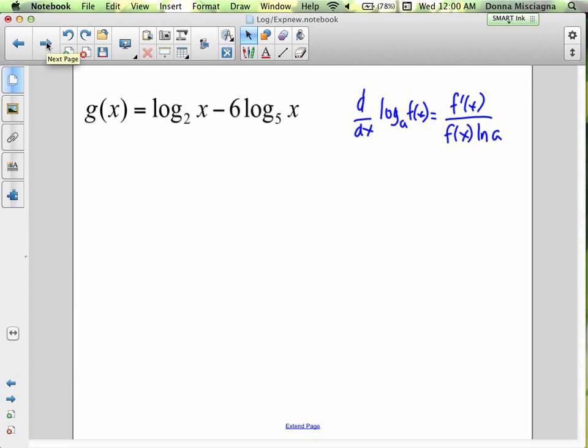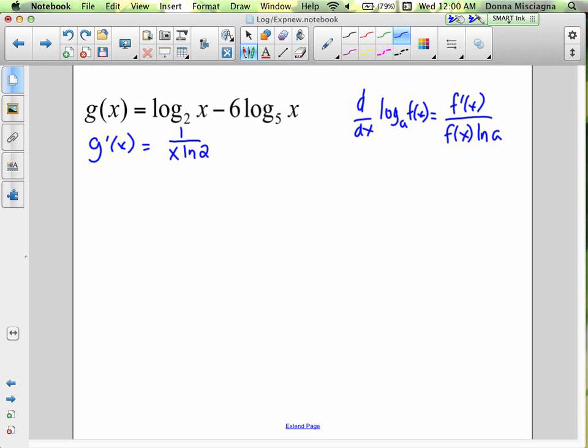As a reminder, the derivative of log base a of f of x is equal to f prime of x divided by f of x times natural log of a. Well, now in these ones there's just an x, so it's just going to be 1 over x, but also divided by the natural log of the base. So this one's a pretty easy one. g prime of x equals, the derivative of x is just 1, so this is going to be 1 over x natural log of the base, which is 2, minus the scalar multiple.